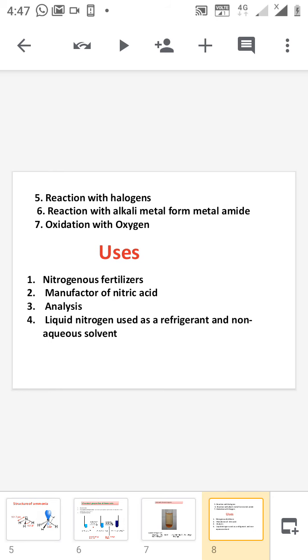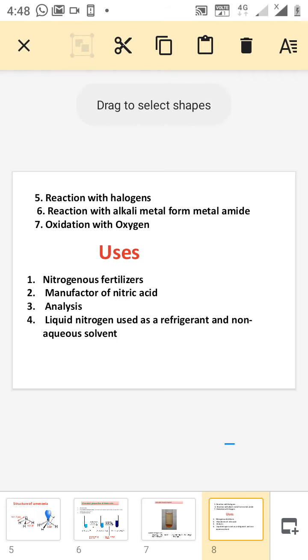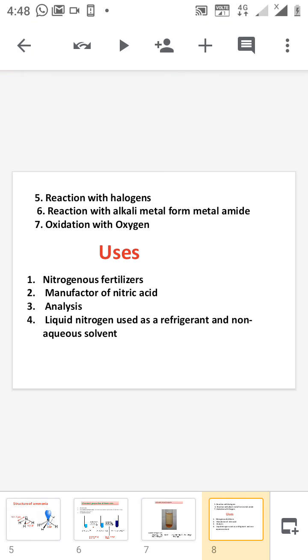Next is the reaction with halogens: ammonia reacts with halogens to form ammonium halide, and similarly, ammonia reacts with alkali metals to form the corresponding amide. For oxide formation, ammonia reacts with oxygen to form NO and water.